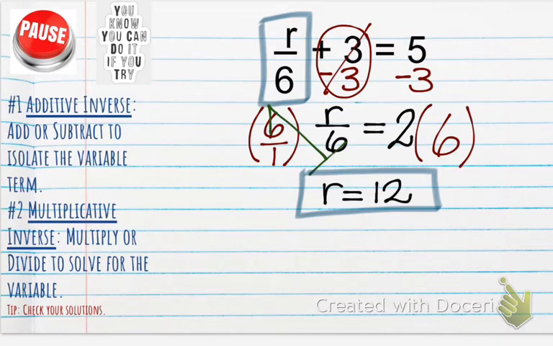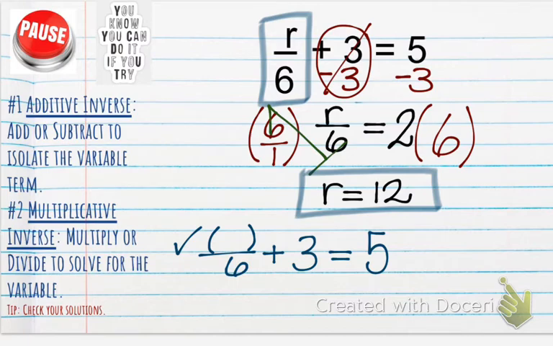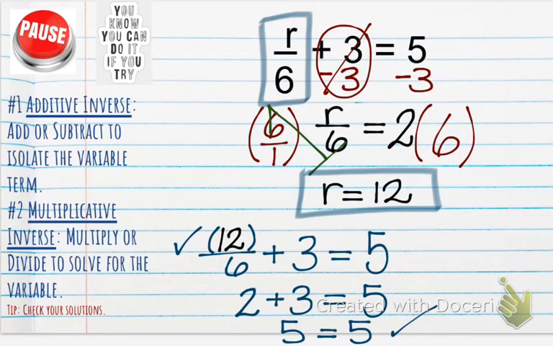So now let's go ahead and check it. We do it by rewriting the original problem and substituting the r with the value of 12 because that's what we got. Now what's 12 divided by 6? Yes, it's 2. And what's 2 plus 3? Yes, it's 5. And 5 is equal to 5. Let's try another one.